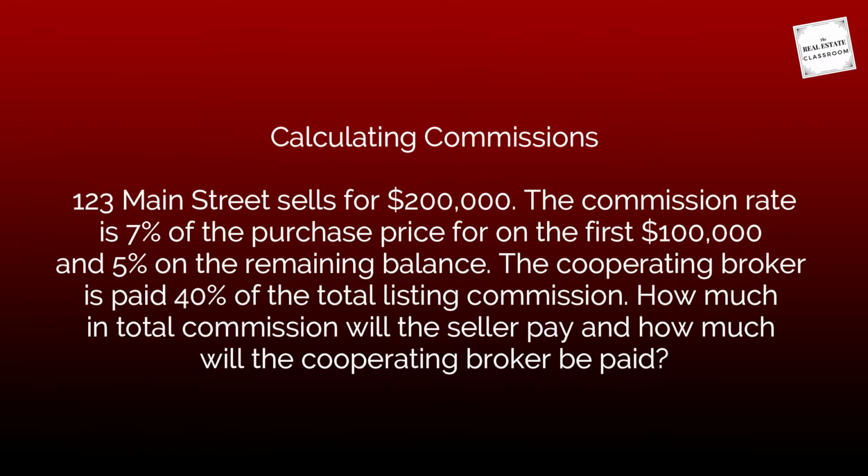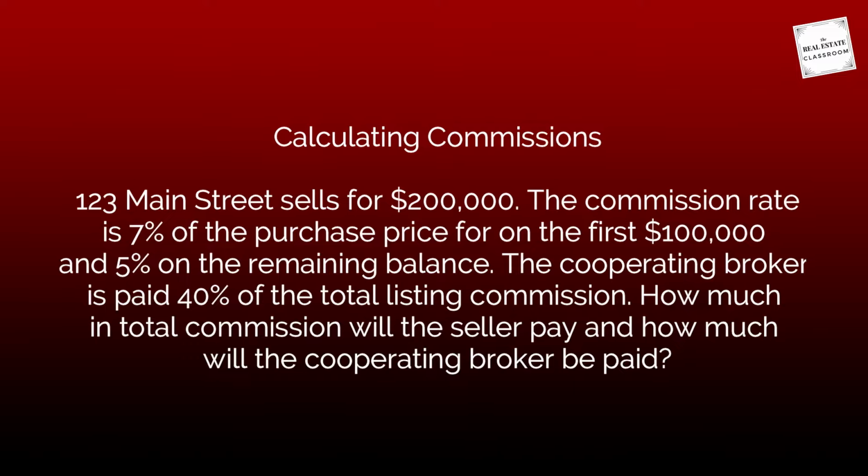123 Main Street sells for $200,000, and the commission rate is 7% on the first $100,000 and 5% on the remaining balance. The cooperating broker is paid 40% of the total listing commission. How much in total commission will the seller pay, and how much will the cooperating broker be paid?